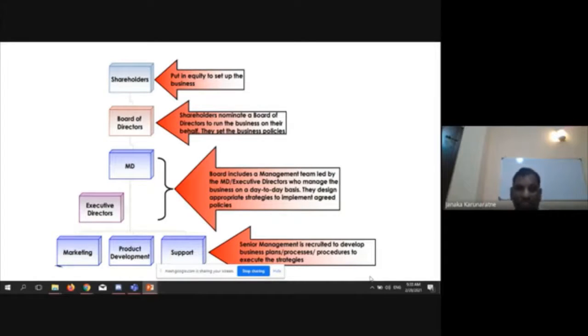And they design appropriate strategy to implement agreed policies. So basically, they are the people who are engaged in day-to-day operations, the executive directors, who take other measures to implement the decisions and policies adopted by the board of directors. So as you know, under the MD or the executive directors, there is another senior management team who really run the business plan, processes, and procedures to execute strategies of the business.